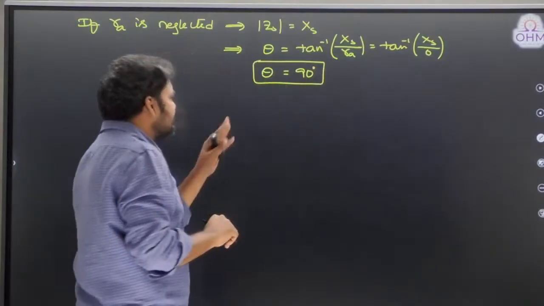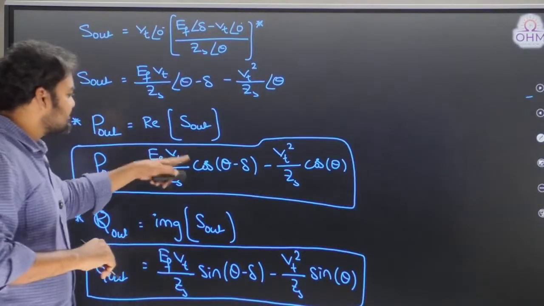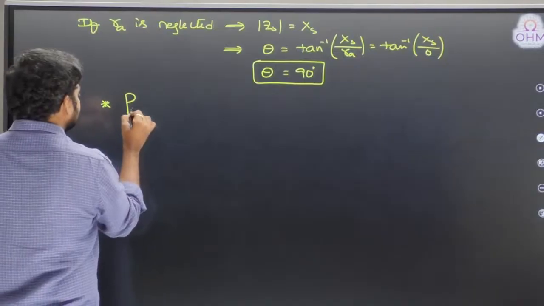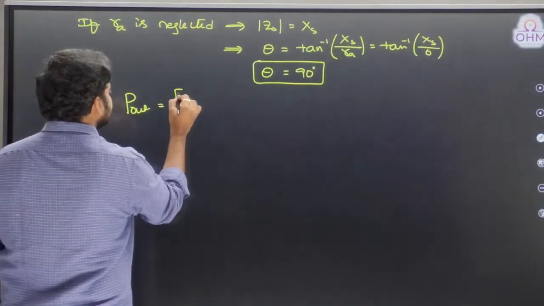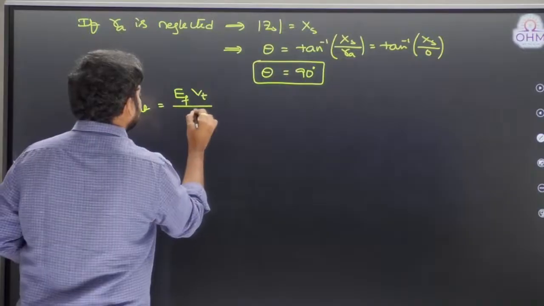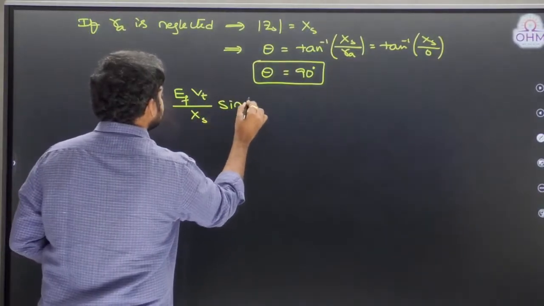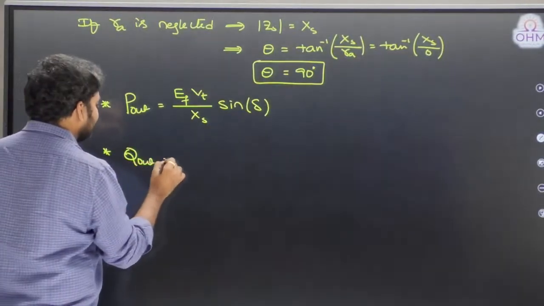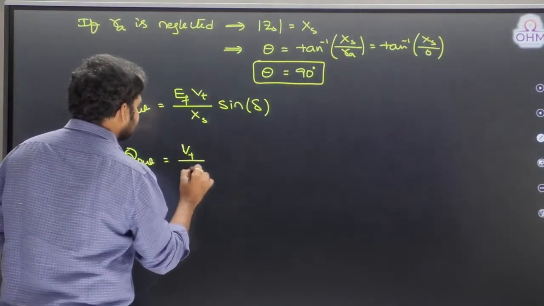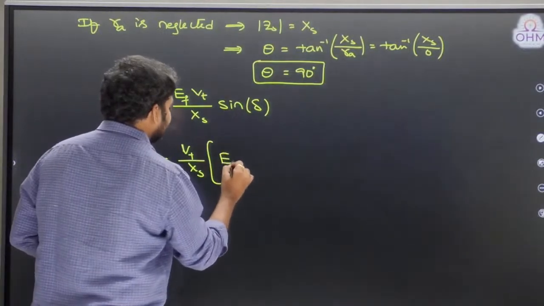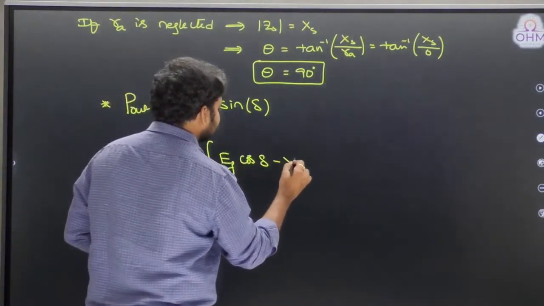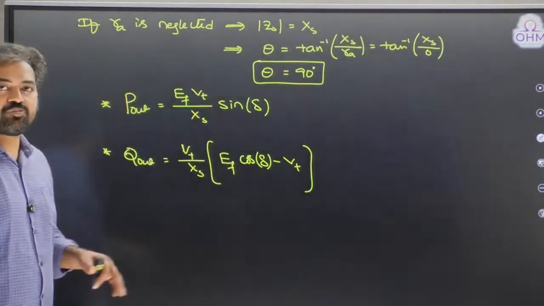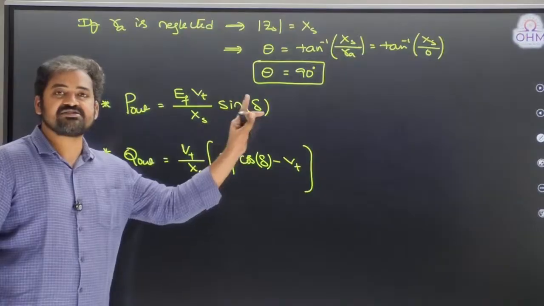And if you replace these two in the previous two equations, active power and reactive power, you will finally get the simplified formulas. The active power output becomes EF into Vt by XS into sin delta, and the reactive power output formula will become Vt by XS into (EF cos delta minus Vt). So these are the final formulas for active power and reactive power if armature resistance is neglected.